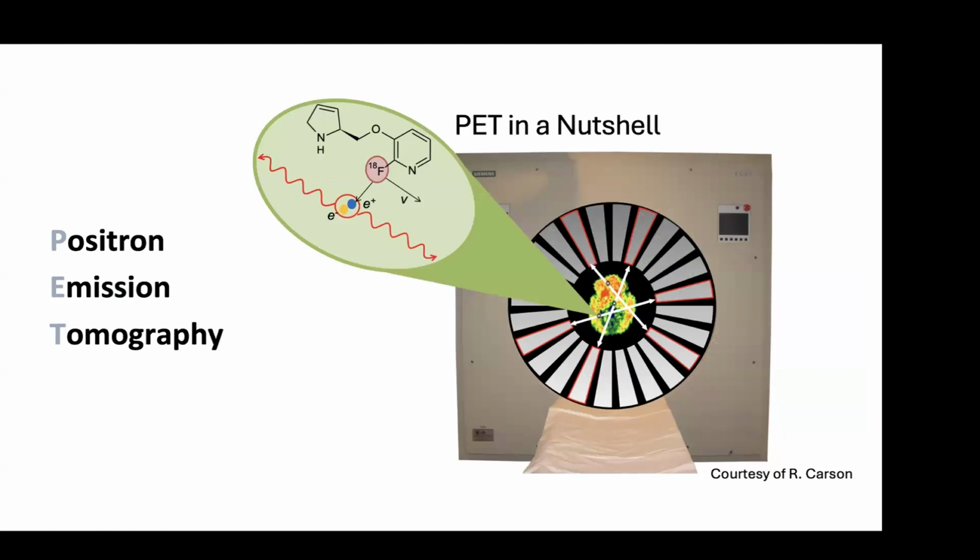In terms of PET in a nutshell, this is not necessarily that important for this audience, but we have positron emission tomography. We have the positively charged electrons that are emitted from the radiopharmaceutical. This collides with the negatively charged electron. The collision from these two emits gamma rays in opposite directions, and those gamma rays are detected by different sensors in the scanner.